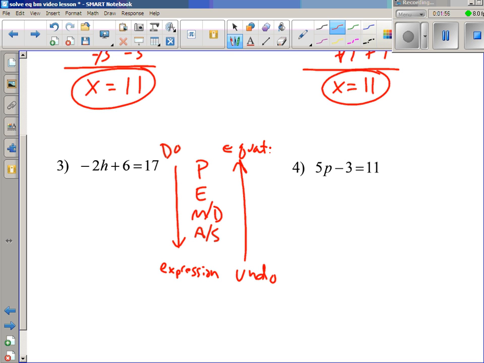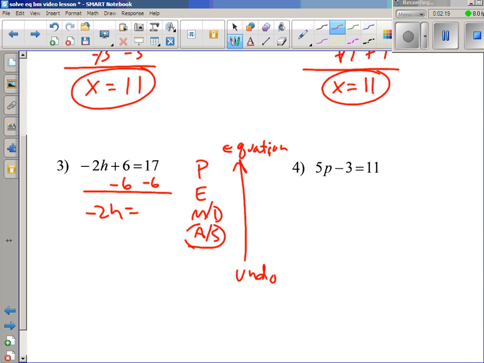So if you are ever asked to simplify or evaluate, you'll do the PEMDAS. When you're asked to solve, you undo, and sometimes I say SADMEP. So we want to undo any addition or subtraction first, and we see that the h here has a plus 6. We undo that with a minus 6. If you do it to one side, you got to do it to the other. I then get 11.